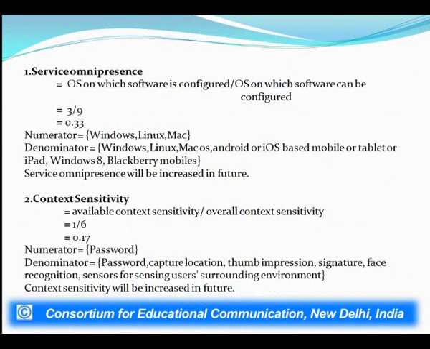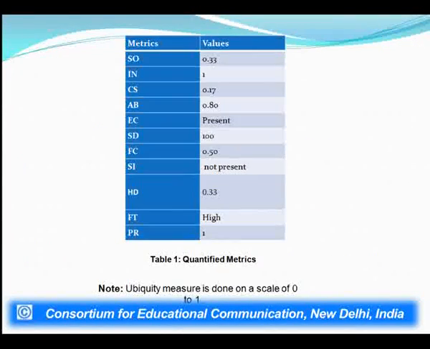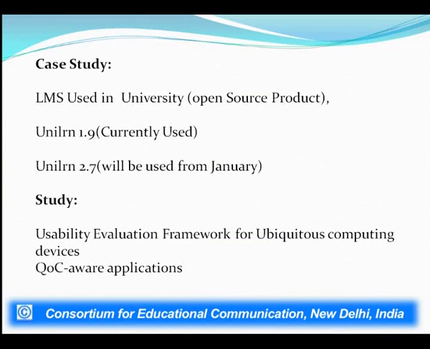Similarly, the other case study is for a university, and it has been done on an open source product. UniLRL 1.9 is currently being used, and the new version for which the testing has been done is UniLRL 2.7, which will be used from next January.